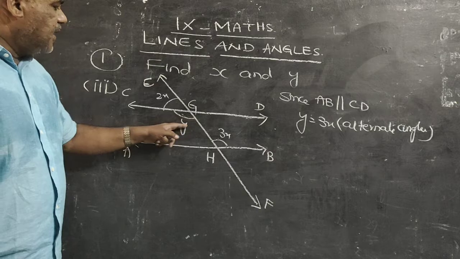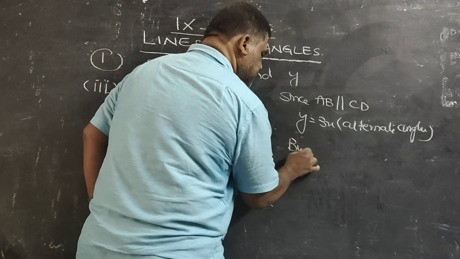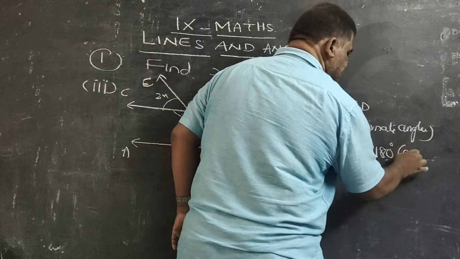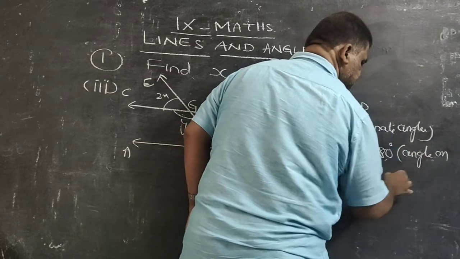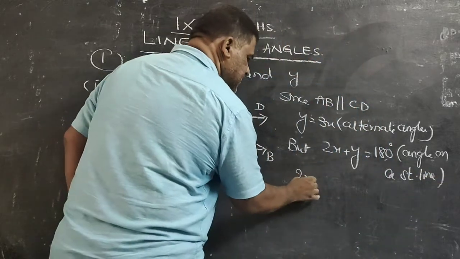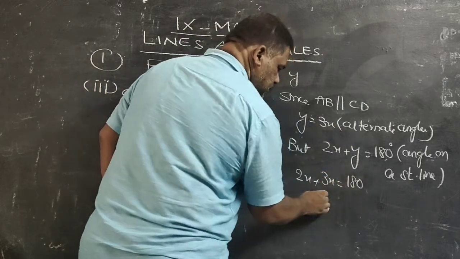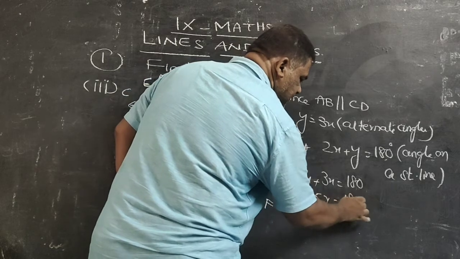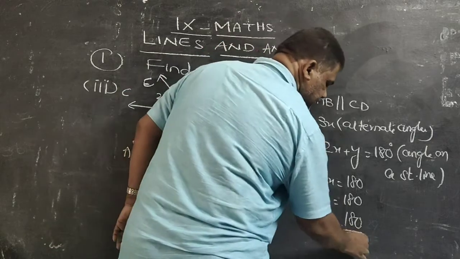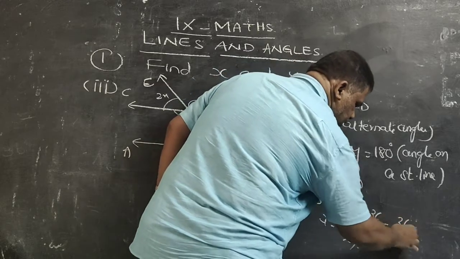But here, if you add these two angles, angle on a straight line, it is 180 degrees. 2x plus y is 180 degrees, that is angle on a straight line. In place of y you can substitute 3x. 2x plus 3x is 5x is equal to 180. x is equal to 180 by 5. So x value is 36.